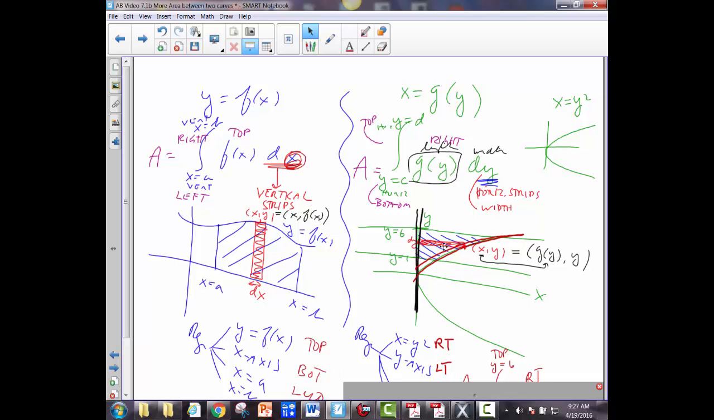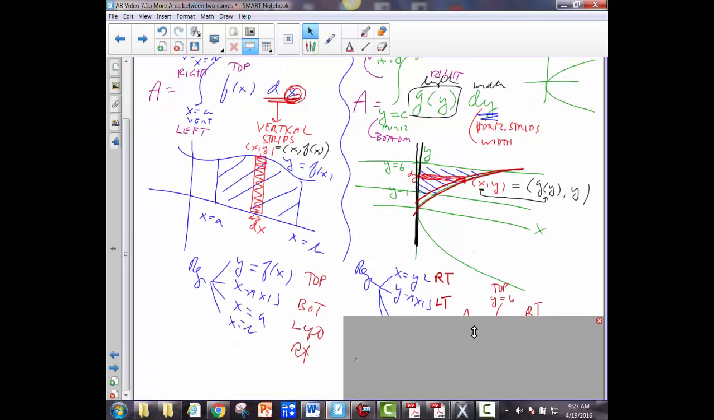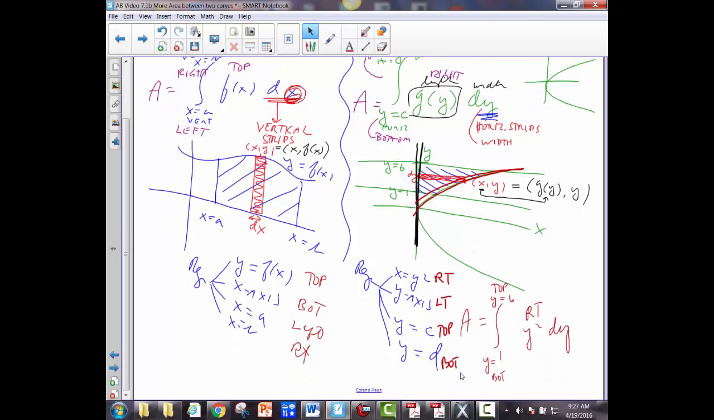So now you're going to have little rectangular strips, but they're going to be horizontal. So what happens is you have a region bordered on the right by the red parabola, on the left by the black curve, and on the bottom and top by these two green lines. So that's the blue shaded area. What you're going to do is set up an integral that goes from the bottom border of y equals 1 to the top border of y equals 6, and then you're going to do right border, which in this case is our x equals y squared, dy. Okay?